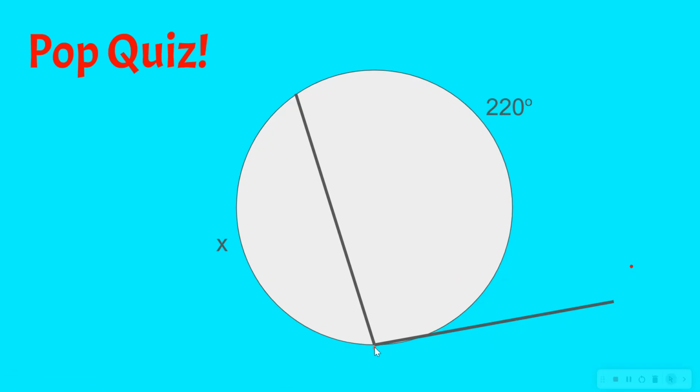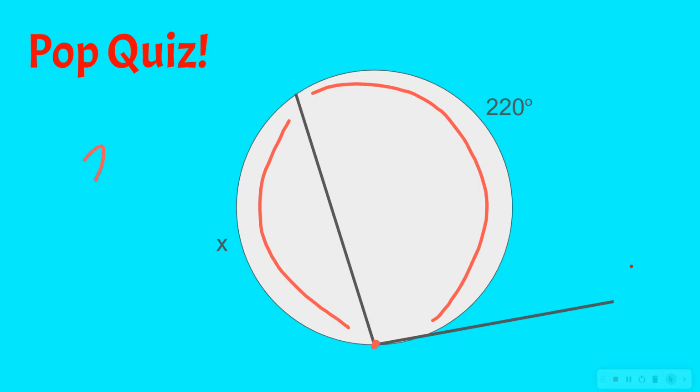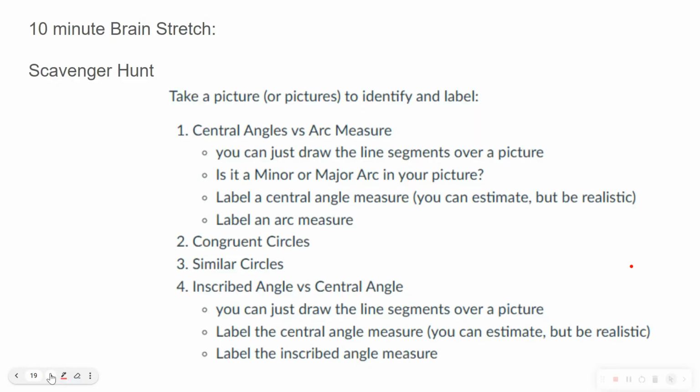Okay, this one looks scary. So I have my circle divided into 220 degrees and whatever's left over. Remember, they add up to 360. So if I take away 220, I get 140. So x is 140 degrees.